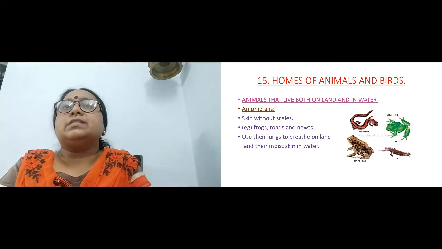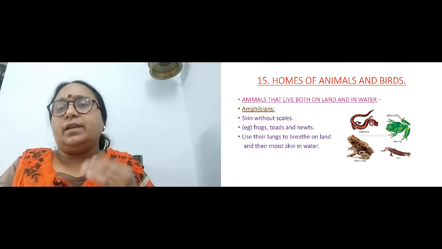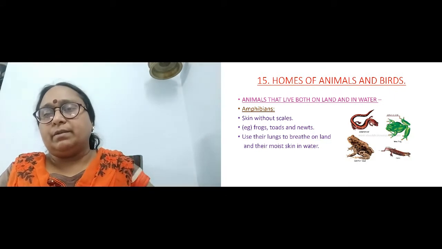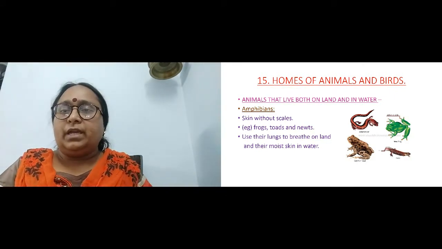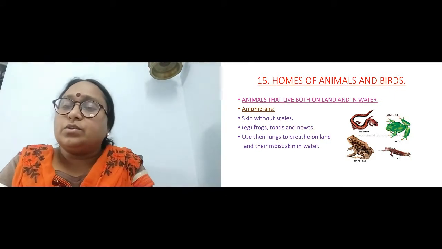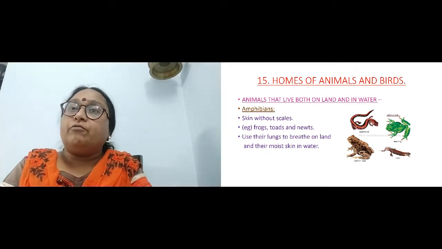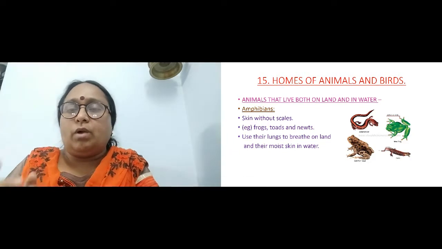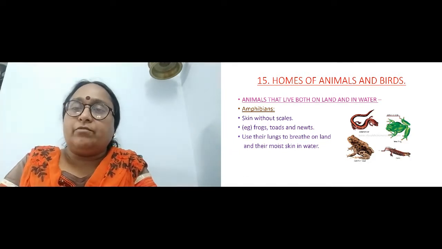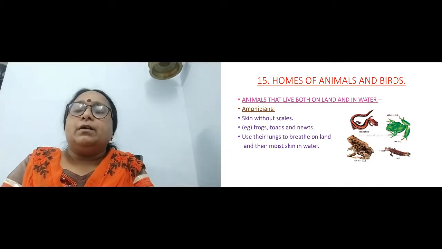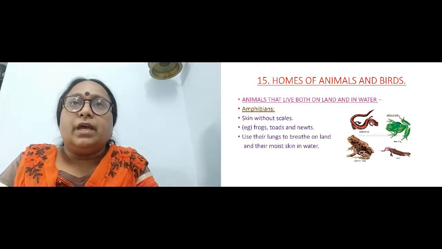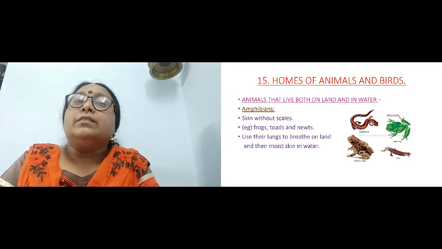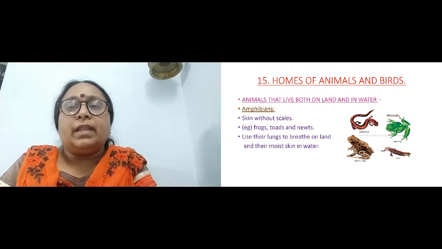So next we will see the animals that live both on land and in water. Some part of their life they will be in water, some part they will be on land. It is not fully on land or fully in water. Such animals, we call them amphibians. For example, frogs, toads, then newts. Here in the picture you will be seeing. So these are animals that live both on land and in water.